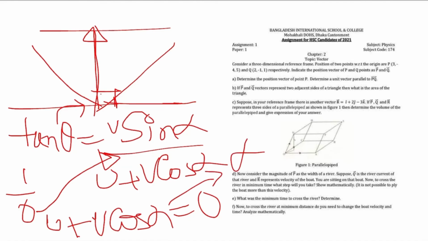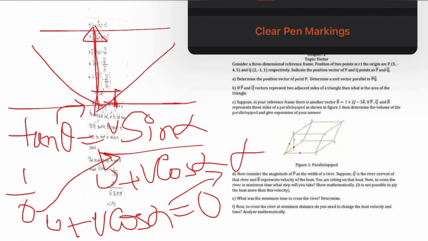So let us see how I solve the answer. Okay, let me clear everything. So in this way, from U plus V cos alpha, I determine the value of alpha, and after finding alpha I just find out the time required. So in this way we have solved this question.